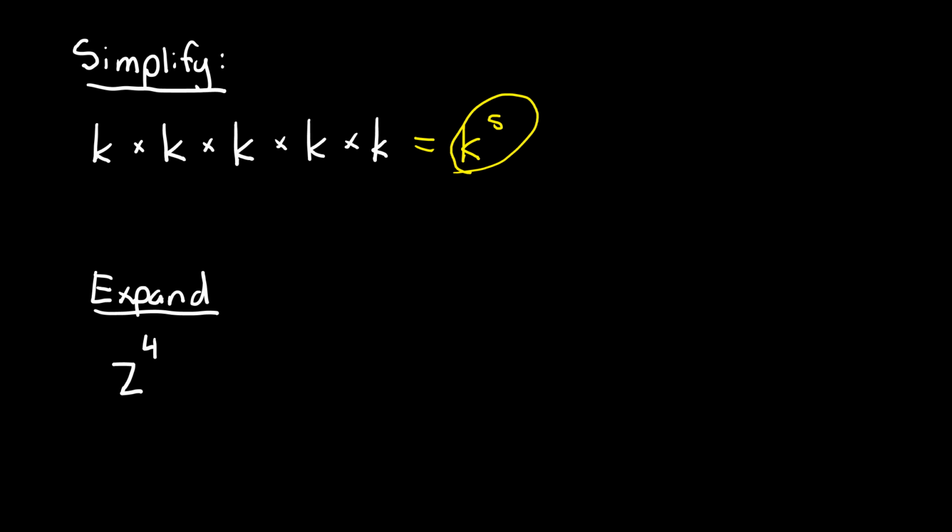Similarly, with expand, notice we have z to the power of 4. First ask the question, what is the base? The base is z. How many times is it repeatedly multiplied by? 4 times. So we write this as z times z times z times z. And that's it about the basics of exponents.